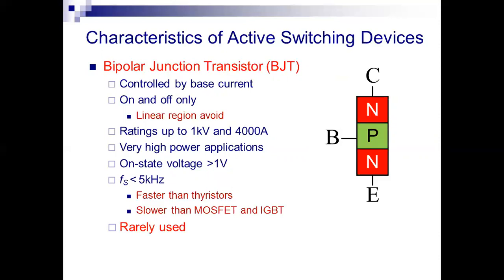Ratings up to 1 kilovolt and also 4000 amperes, very high power applications. On-state voltage greater than 1 volt and frequency less than 5 kilohertz. Compared to the SCR, it should work up to less than 5 kilohertz. Faster than thyristors. The response of the switches should be compared with respect to the thyristors, and the BJTs are faster. Therefore, the BJT has a faster response compared to the SCRs and slower than the MOSFET and IGBT.